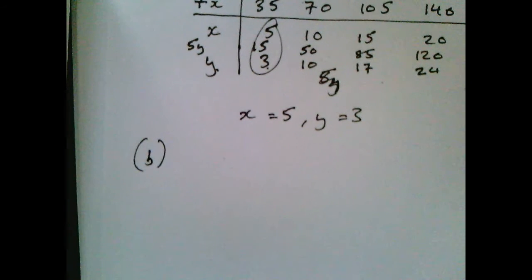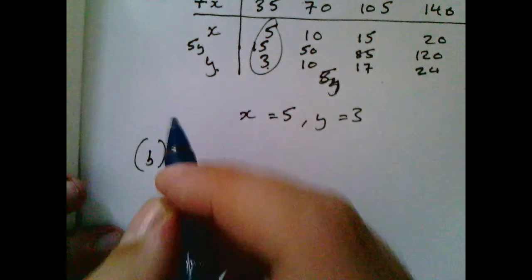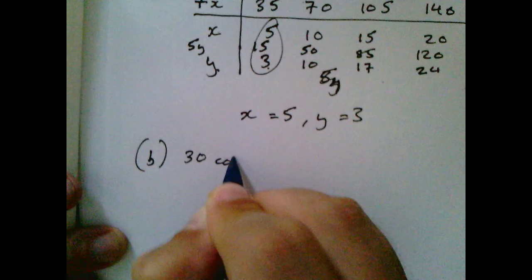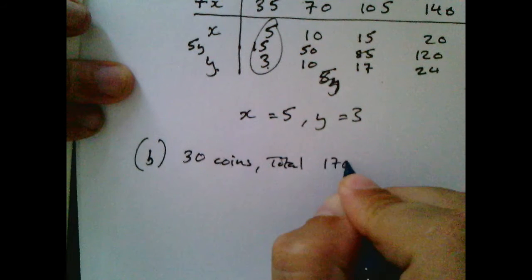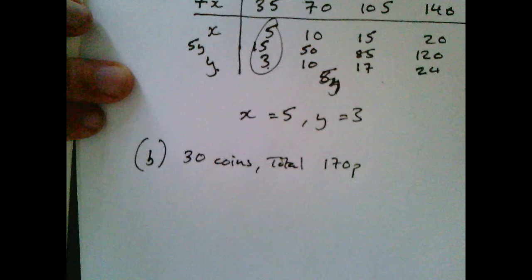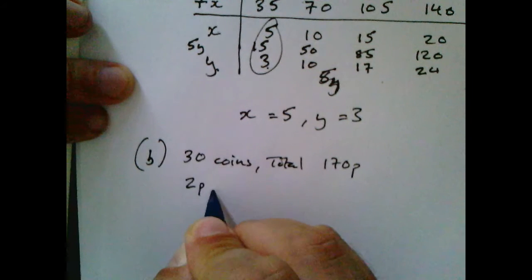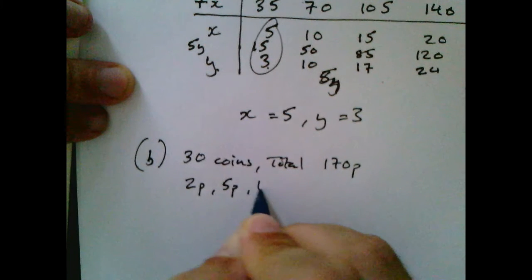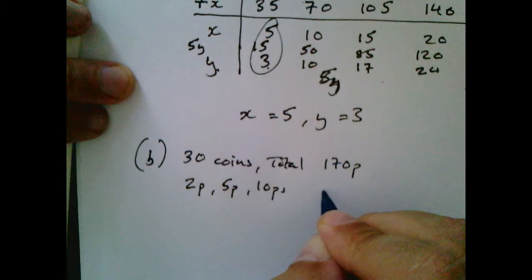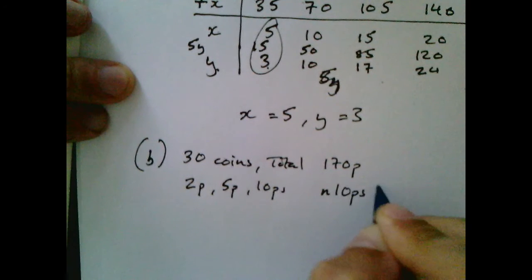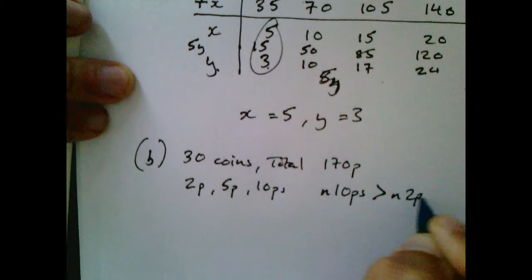Now, you've got a whole load of coins, 30 coins. Jot down some of these facts. 30 coins, a total of 170p, and we're only 2p's, 5p's, and 10p's. More 10p than 2p.